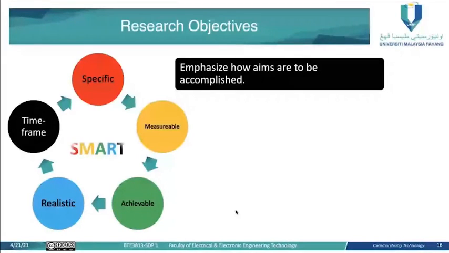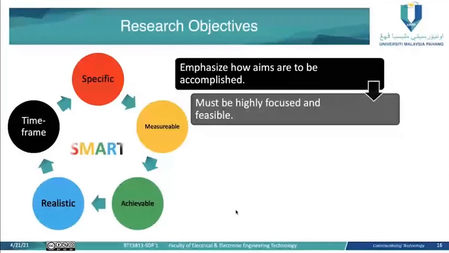So you need to emphasize how the aims are to be accomplished. When you say to develop a system, you need to say how to develop it by using such and such, for example, using Arduino and these sensors. I mean, you need to be more specific and give more details to show how you are going to accomplish your objective. Then it must be highly focused and feasible.